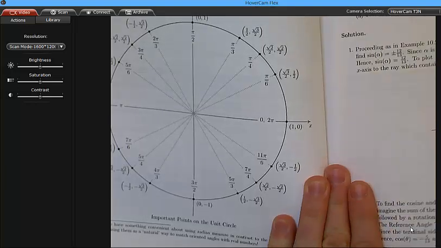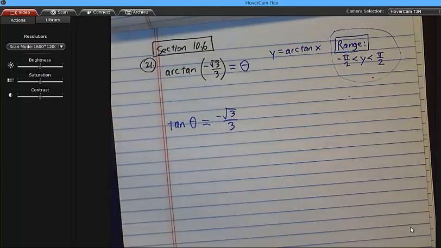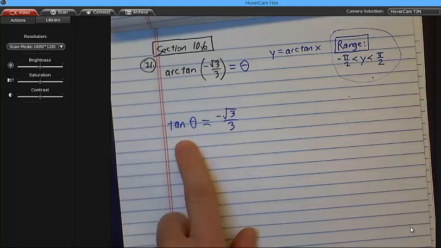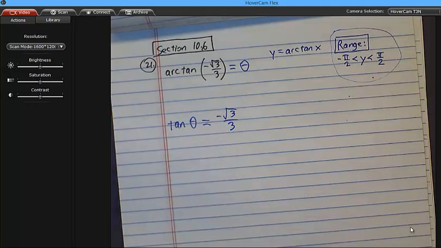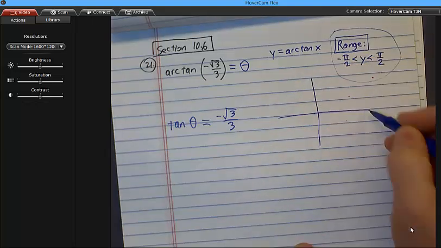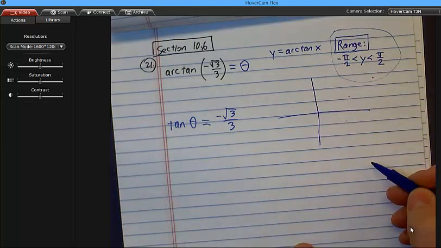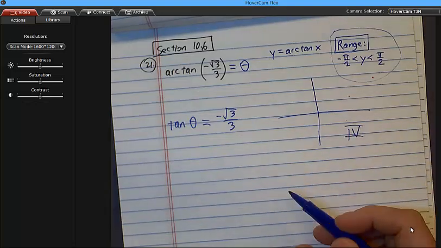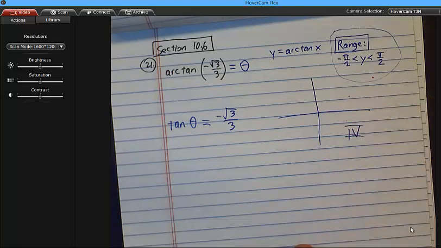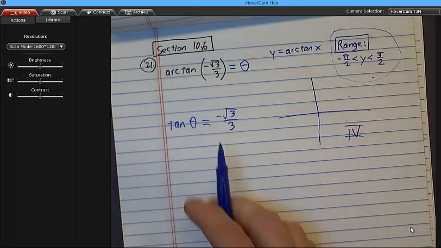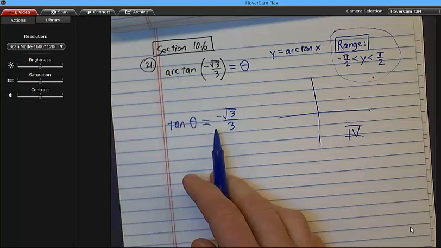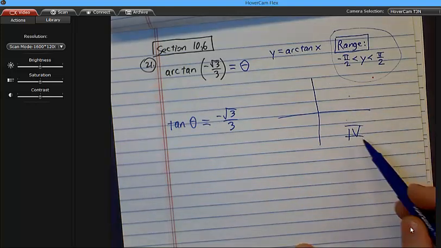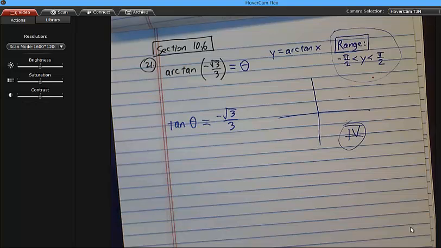So that narrows it down a little bit. And I claim, if I know that the tangent is negative square root of 3 over 3, do you think I'm in quadrant 1 or 4? It has to be 4, right? Because remember that what you get are sine and cosine, and they have to have opposite signs if you want to be negative. Here they're both positive. That's not the case. So I can tell you already I'm somewhere in quadrant 4. And now it's just a matter of figuring out which special angle it is.